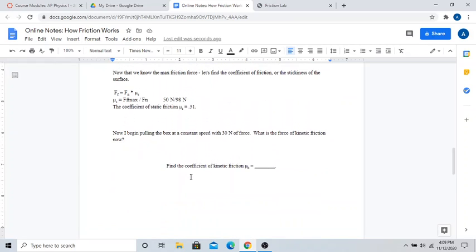It says, now I begin pulling the box at a constant speed. So now it's moving, with 30 newtons of force. What is the force of kinetic friction now? Again, it says I'm pulling the box at a constant speed, which means I have balanced forces. And because I have an applied force of 30 newtons, that means the kinetic friction force is going to equal 30 newtons.